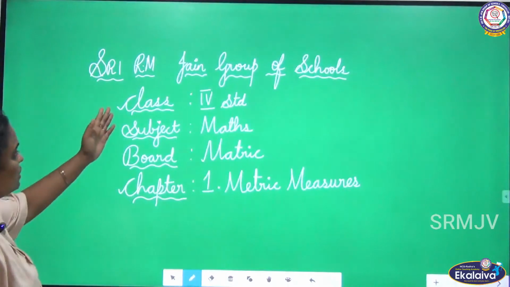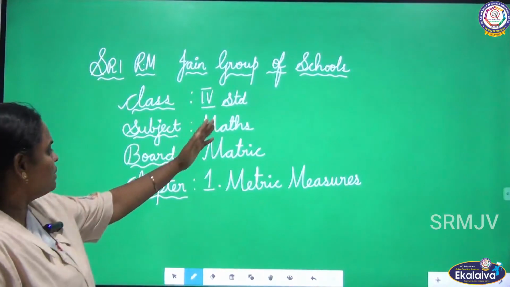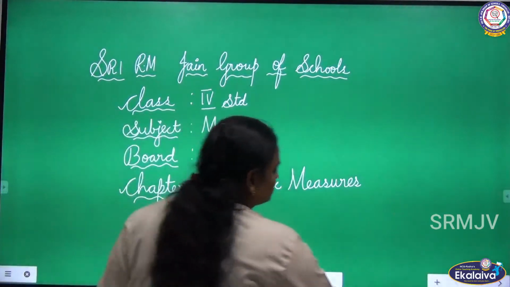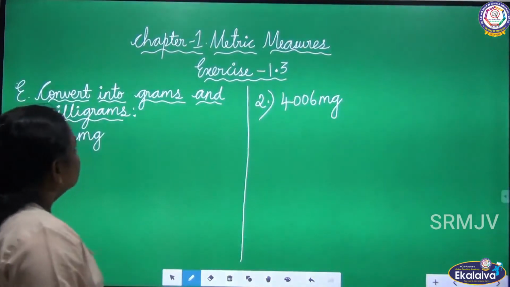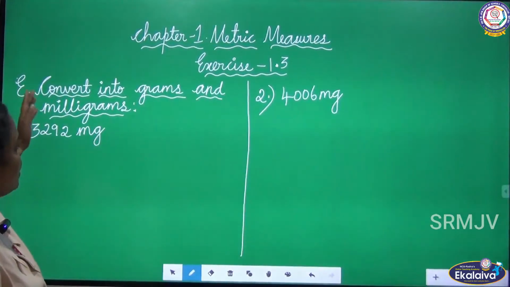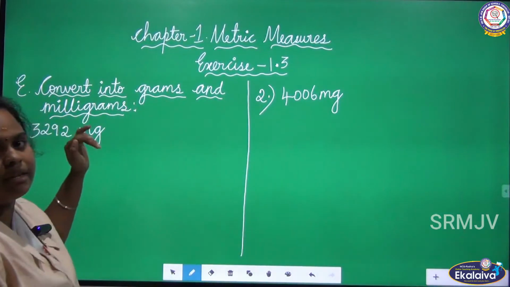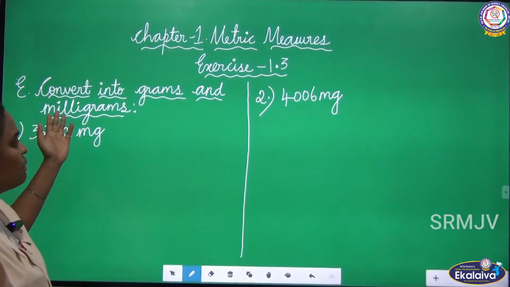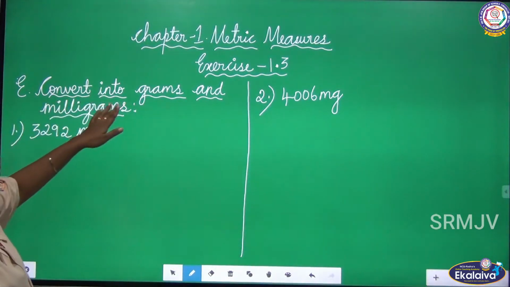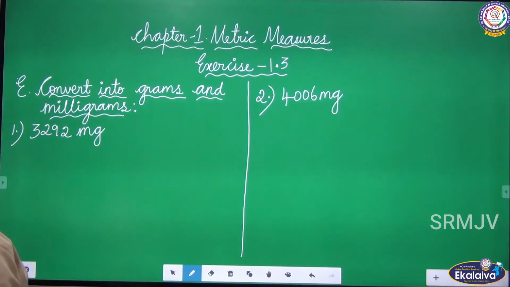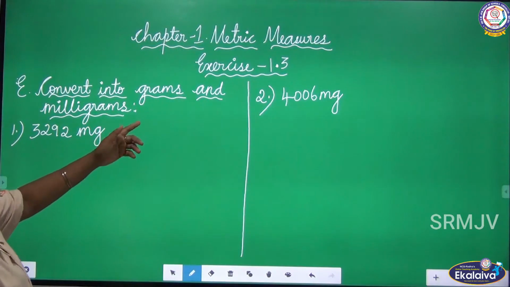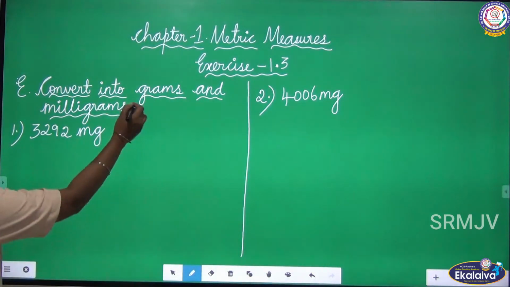Today we are going to see class 4 standard subject maths, chapter 1, metric measures. In metric measures exercise 1.3, we have already completed A, B, C and D in the previous class. So today we are going to start E: convert into grams and milligrams. See, listen children, this is in milligram, we are going to convert into gram.